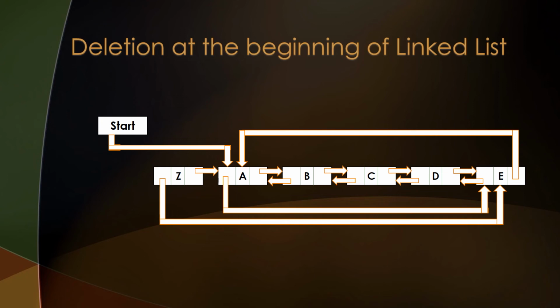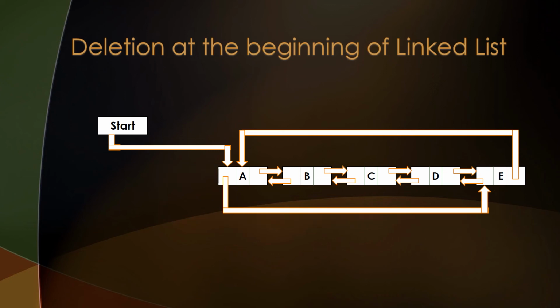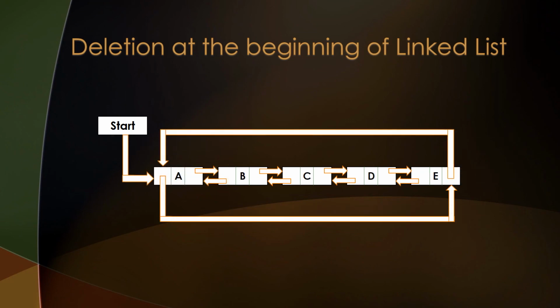Now we simply need to delete node Z and its corresponding pointers. So here it is, we have deleted the same. If you are using an OOP language such as Java, it will automatically delete the same. And this is how the final linked list should look after node Z has been deleted.